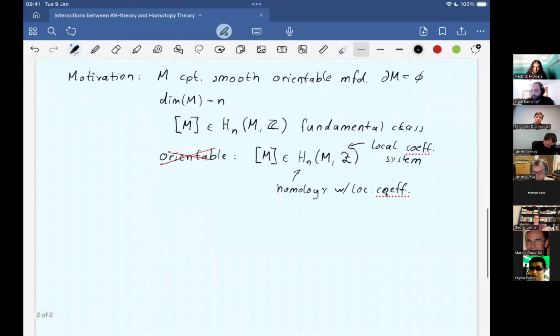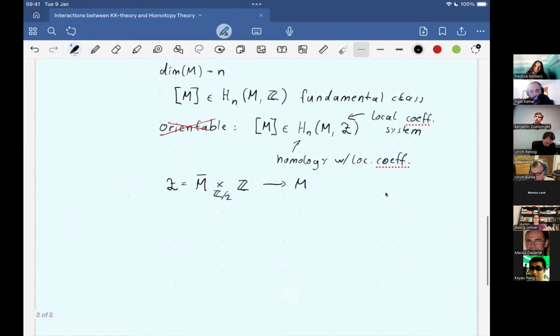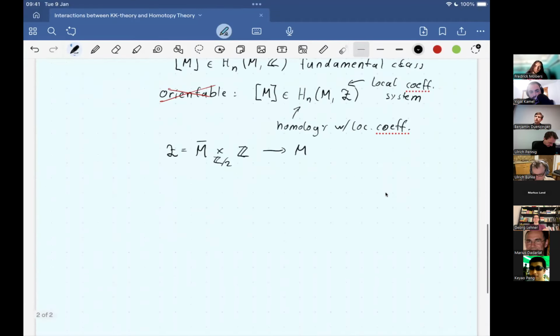Right, and if you want to be really precise, then what you do is take the orientable double cover, which you can see as a Z mod 2 bundle over your manifold M, and then you just associate to that the integers with the sign action, and that maps down to M. This gives you the bundle of local coefficients. Right, and something very similar happens in K-theory, right?